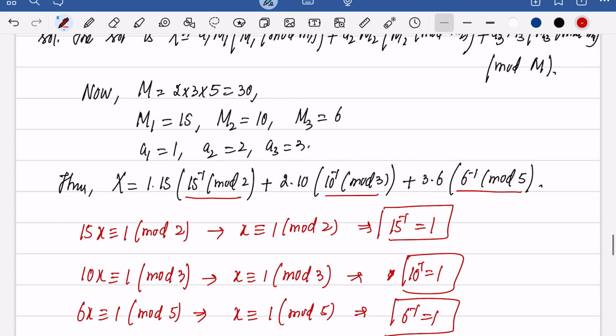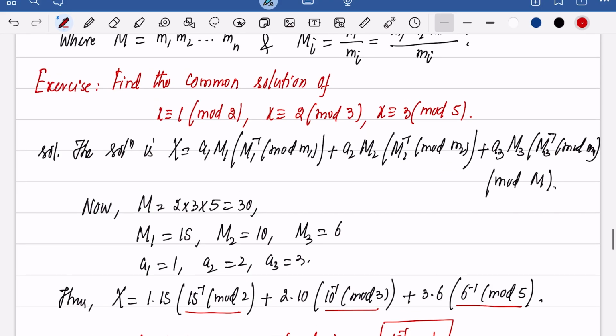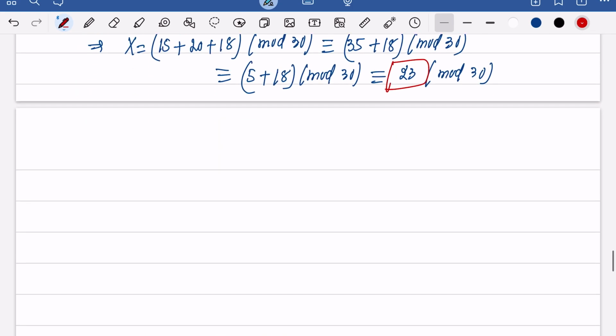Now let's check if this 23 really satisfies all the congruences. 23 minus 1 is 22, it is divisible by 2. 23 minus 2 is 21, it is divisible by 3. And 23 minus 3 is 20, it is divisible by 5. So that is the correct solution.